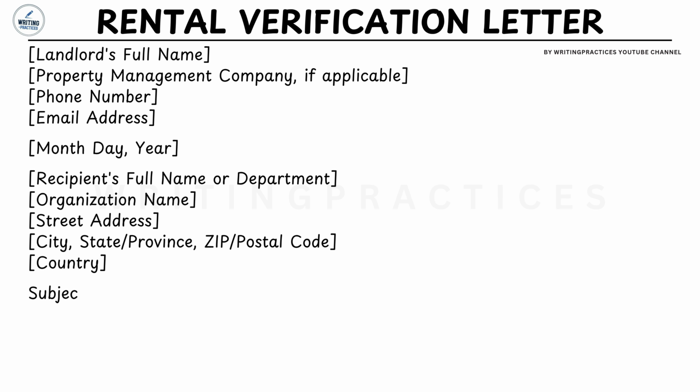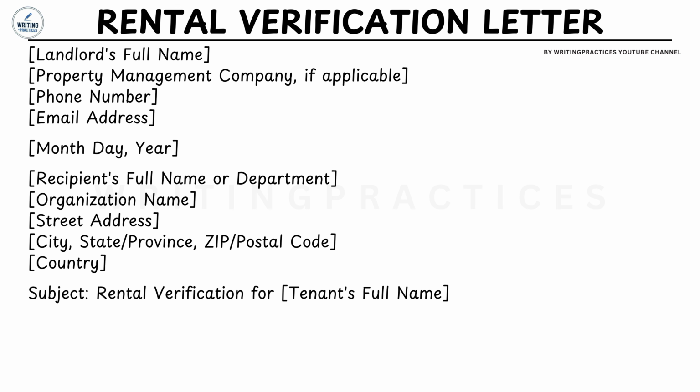Subject line. Now write a clear subject line. For example, subject, rental verification for Sophia Turner. The subject immediately identifies the purpose of your letter and clearly states the tenant's name. This helps the recipient quickly associate the verification with the correct application or file.